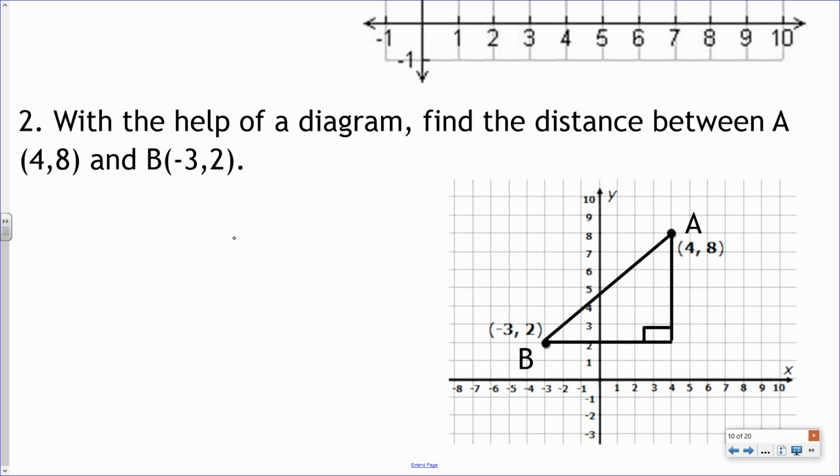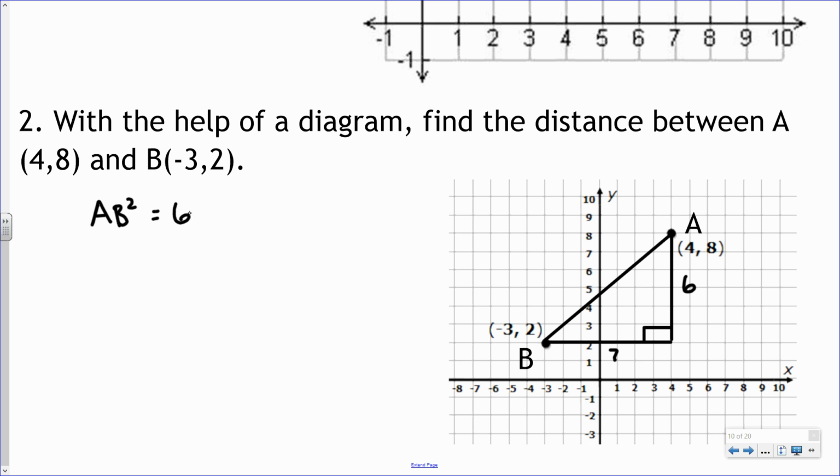So again, we're looking for the length of AB. That is the longest side in this right angle triangle, so I want to square and add the two shorter sides. So again, I need to work out how many units it is between 8 and 2, which would be 6, or I could count the boxes. And again, between 4 and -3, which is 7, or again, I could count the boxes.